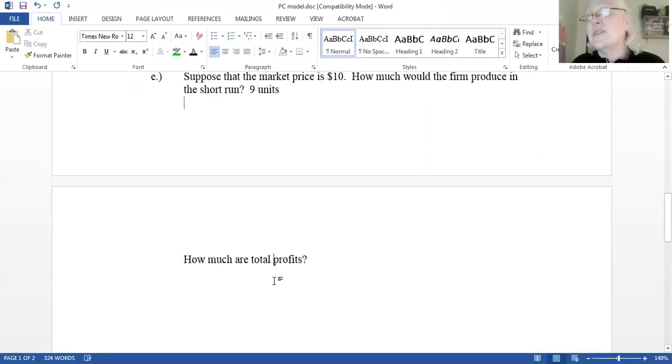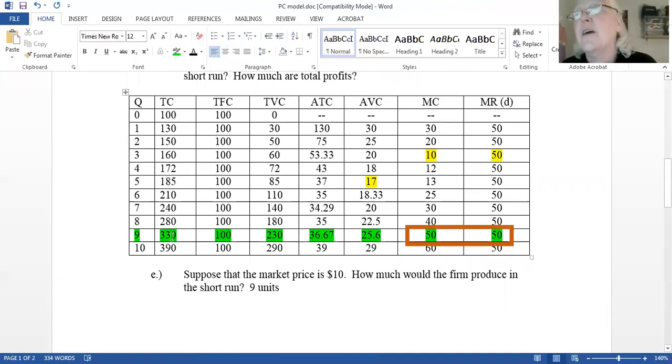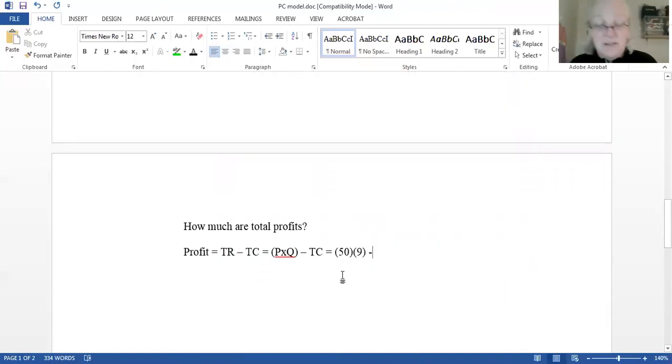At those 9 units now, what are total profits? Well, like we did before, profit is equal to total revenues minus total cost. To get total revenues, I'm going to take P times Q, minus my TC. So in this case, my price is 50. We just found the new price, and my quantity is 9. At a quantity of 9, you have to come and get your total cost up here. It looks like it's 330. So minus 330 in this case.